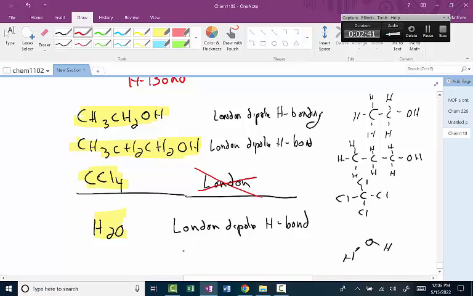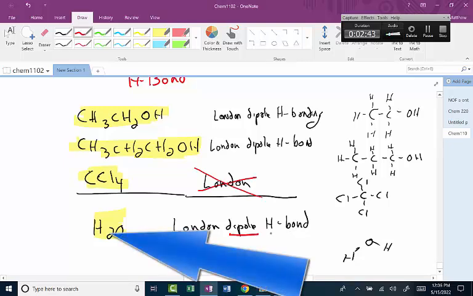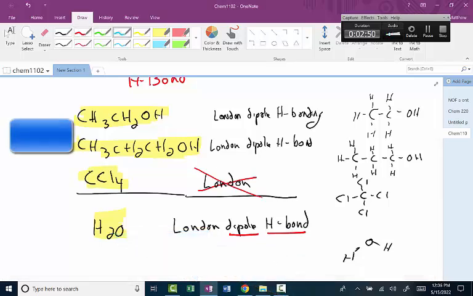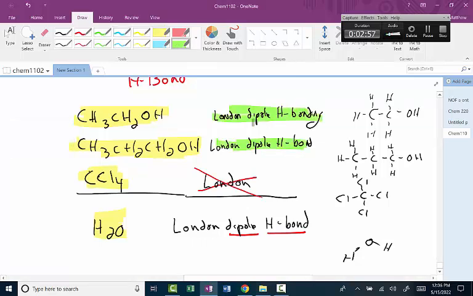And while they all have London, this also has dipole and H bonding, and it has a lot of dipole and a lot of H bonding. Now, when we look at these two up here, they all have London, dipole, and H bonding, but the percentages of them are not the same. So this has more London forces over here. This section of the molecule has a greater percentage of it as being London, and a lesser percentage being only this little bit out here is dipole and H bonding.